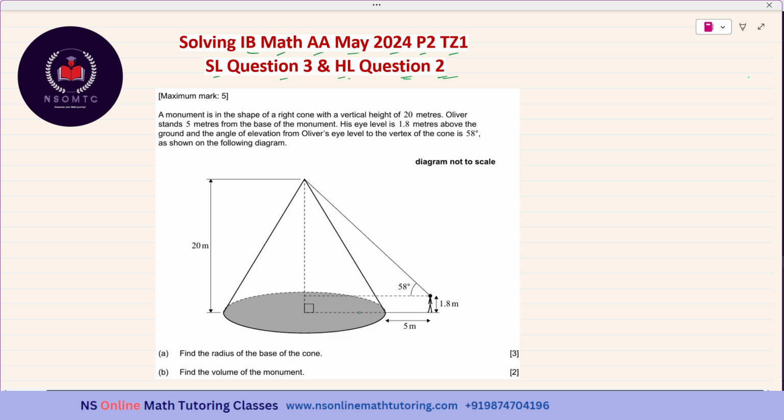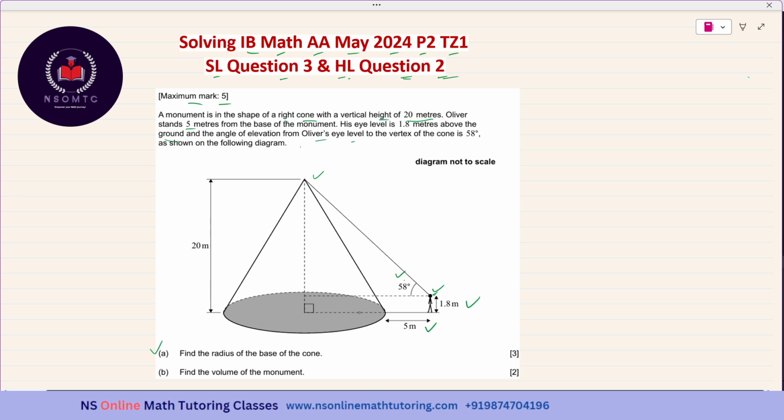So without any further delay, let us start answering this question. The maximum mark is 5. It says a monument is in the shape of a right cone with a vertical height of 20 meters. Oliver stands 5 meters from the base of the monument. His eye level is 1.8 meters above the ground, and the angle of elevation from Oliver's eye level to the vertex of the cone is 58 degrees, as shown in the following diagram.